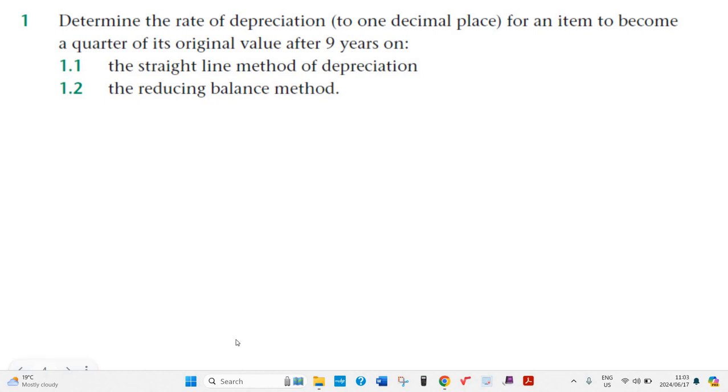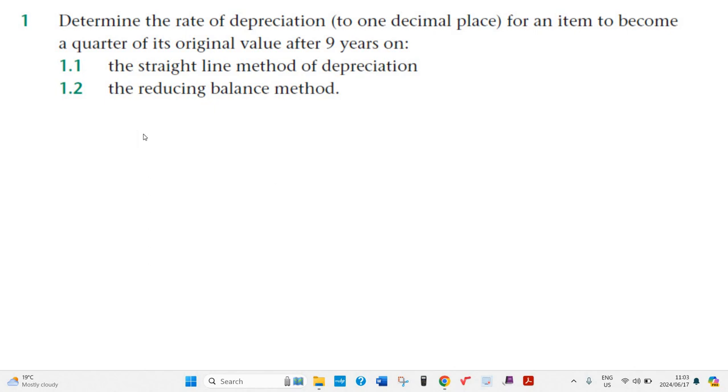Okay, let's try the first two questions here in our revision. It says determine the rate of depreciation to 1 decimal place for an item to become a quarter of its original value after 9 years. Well, you've got the straight line method of depreciation. So, okay, it's going to become a quarter of its value.